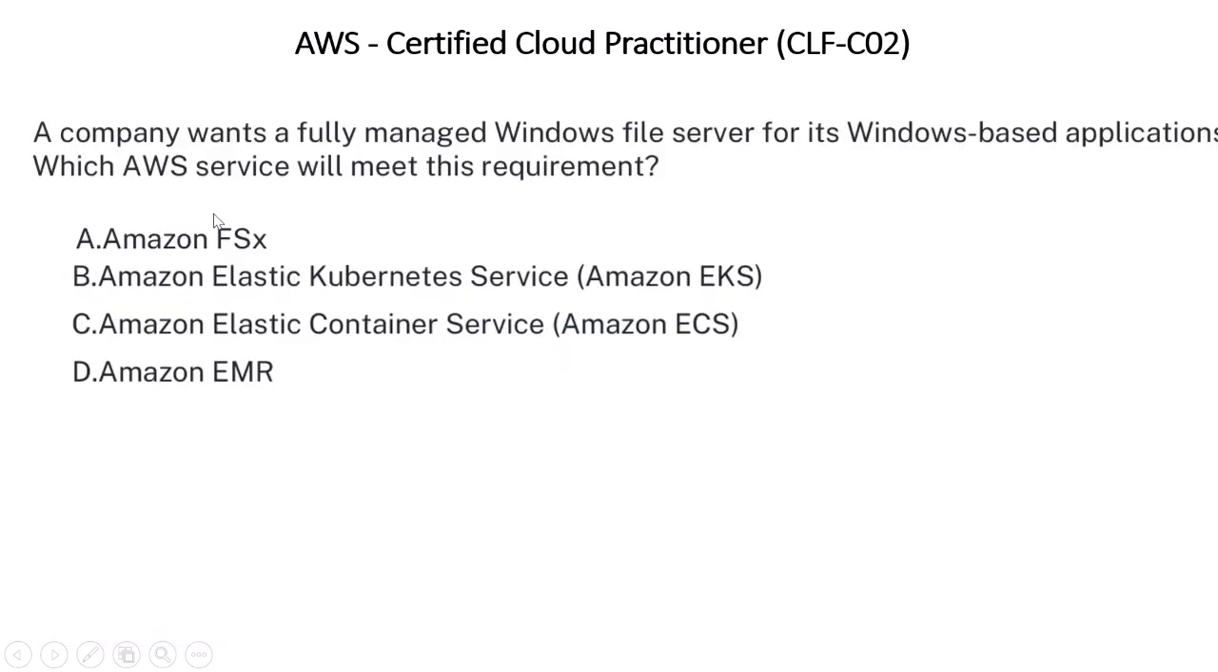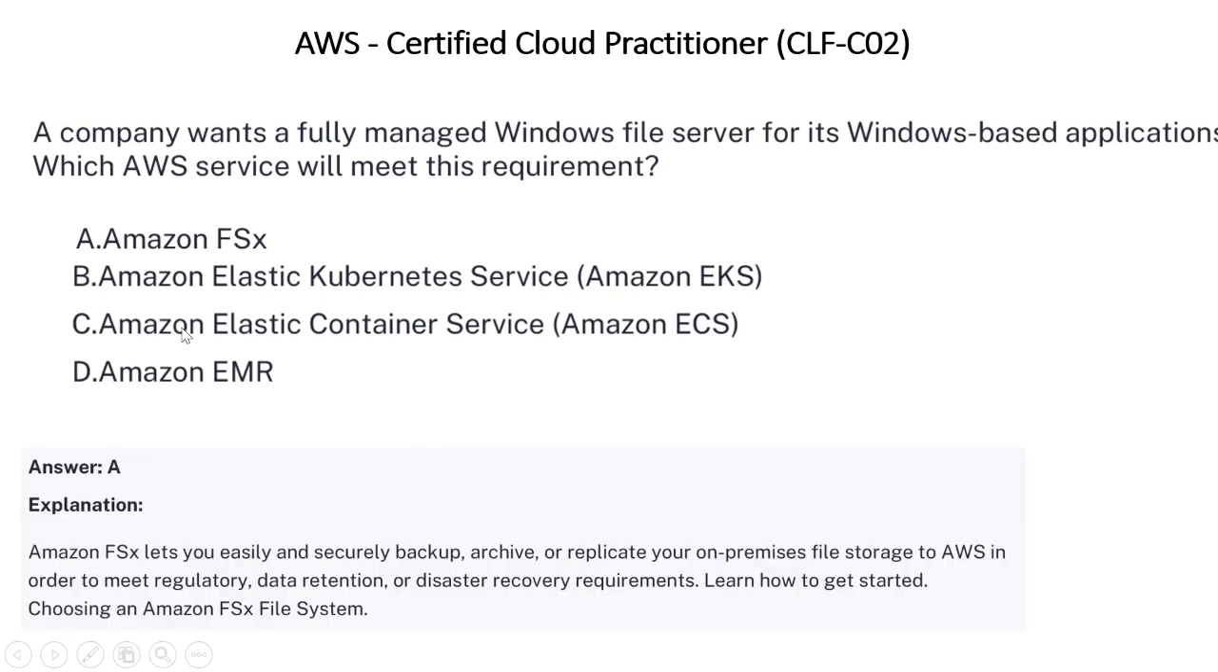Next question. A company wants a fully managed Windows file server for its Windows-based applications. Which AWS service will meet this requirement? Option A, Amazon FSx. Option B, Amazon Elastic Kubernetes Service. Option C, Amazon Elastic Container Service. Option D, Amazon EMR. The correct answer is option A, Amazon FSx. Lets you easily and securely back up, archive, or replicate your on-premises file storage to AWS in order to meet regulatory, data retention, or disaster recovery requirements. Learn how to get started choosing an Amazon FSx file system.